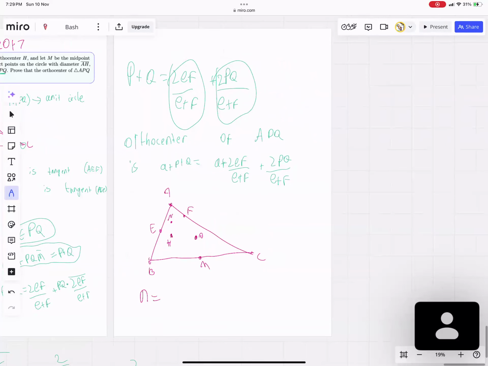Know that N is equal to 0. What do we need to find? We want to find the coordinates of O.